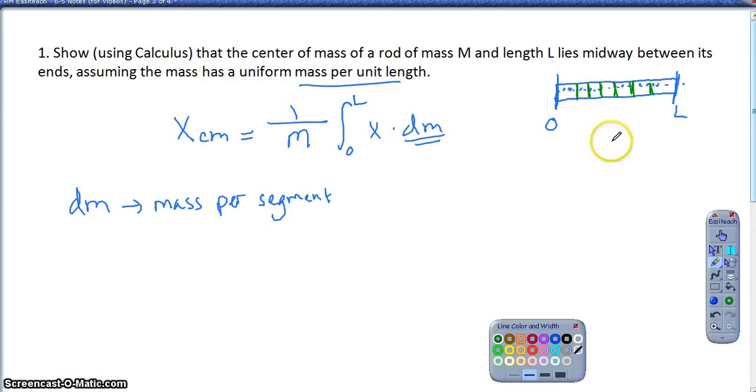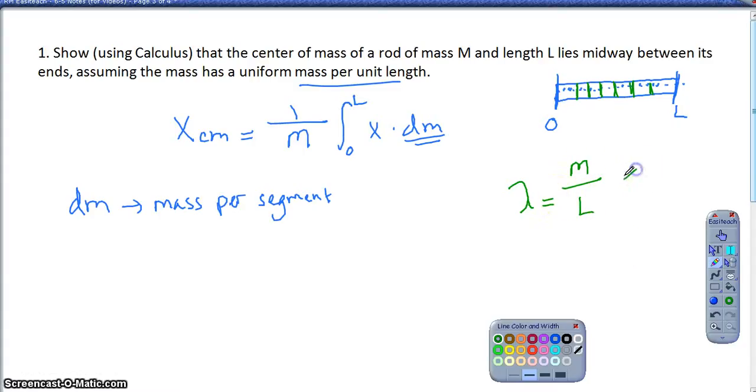Well, there's a couple things that come into play. One is the fact that it has uniform mass per length density, right? So a lot of times they'll use a lambda to represent that. But what that tells me is the mass is evenly distributed. So if I have a total mass of m, then it's going to be evenly distributed, divided by that total distance of L, right?